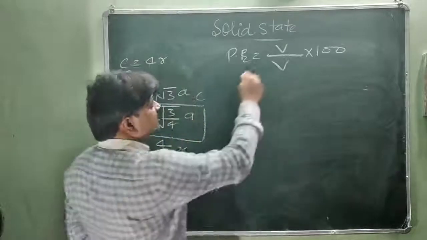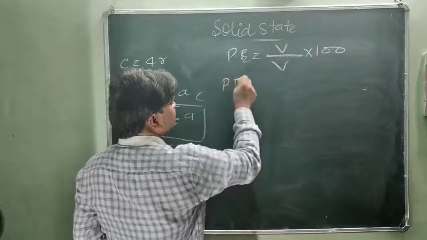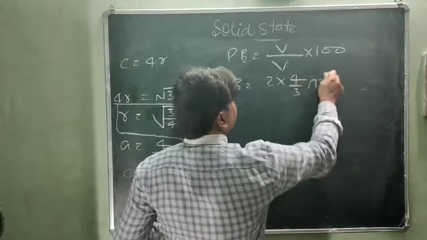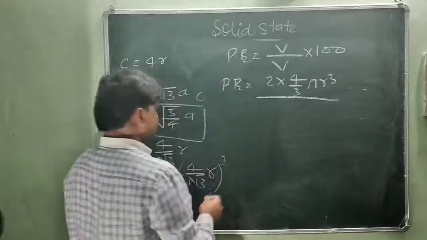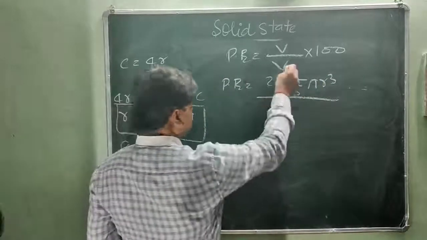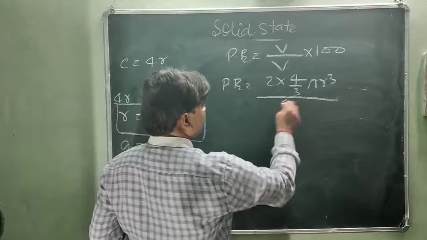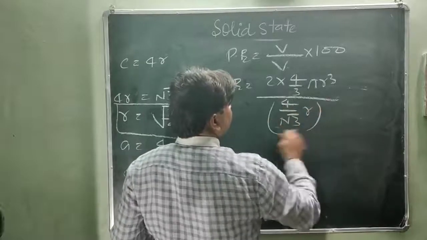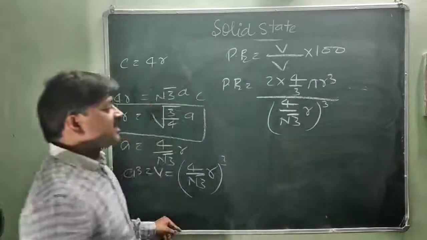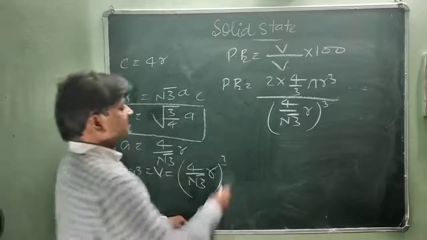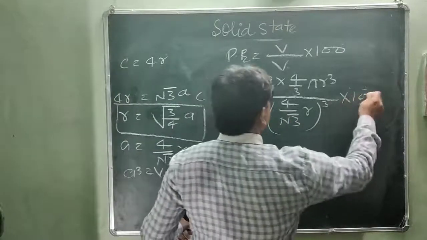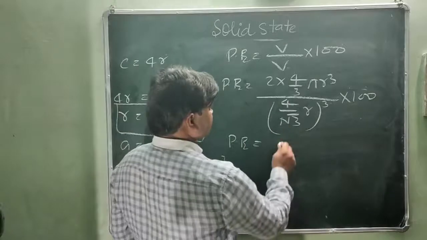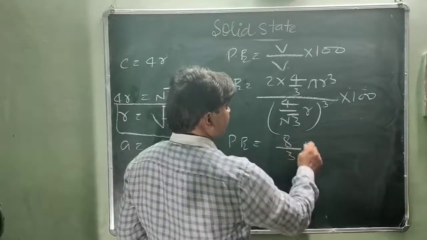So write down the value of the volume of the 2 atoms. Packing efficiency is equal to 2 into 4 by 3 pi R cube upon the total volume, capital V, which is given as 4 by root 3 R, whole cube, into 100. So calculate yourself this packing efficiency after calculations. You will see this is 8 by 3 pi R cube.